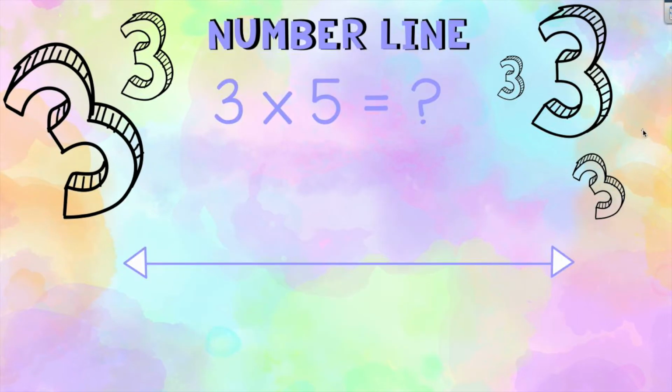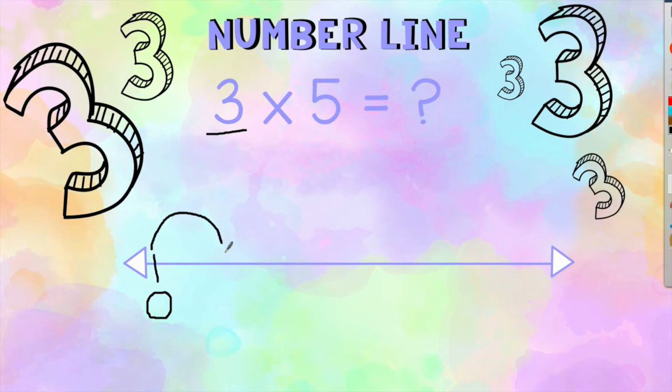The third strategy we're going to be looking at today is called a number line. Our problem that we're looking at today is 3 times 5 equals question mark. There's 2 different ways that you can solve this problem on a number line. I'll show you both ways in this video. The first way is I'm going to jump by threes. So first I'm going to start on the very left side of my number line, and I'm going to always start at 0. I'm going to jump by threes 5 times.